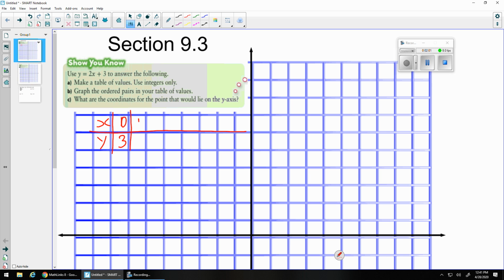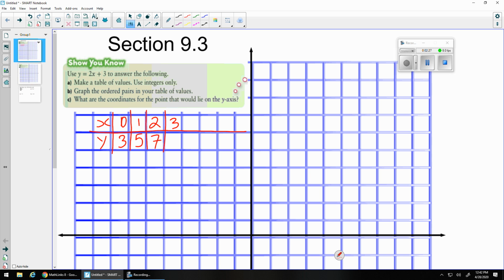Okay, if x is equal to 1, what is y equal to? Again, substitute 1 in for x. Now you have 2 times 1 instead of 2 times x. 2 times 1 is 2, plus 3 is 5. So 5. If x is equal to 2, substitute in for x. 2 times 2 is 4, plus 3 is 7. So 3, we can see a pattern now.